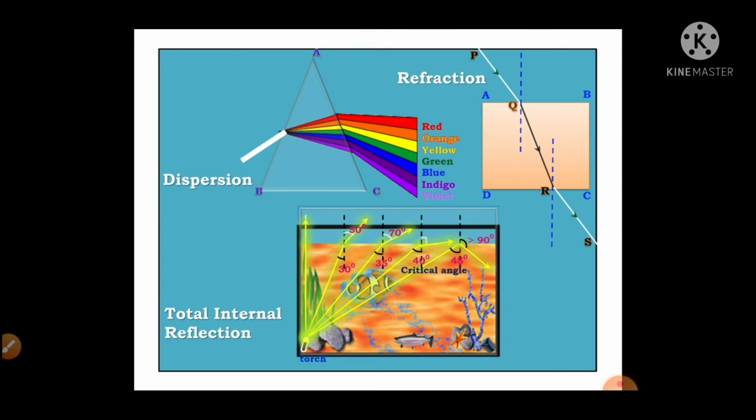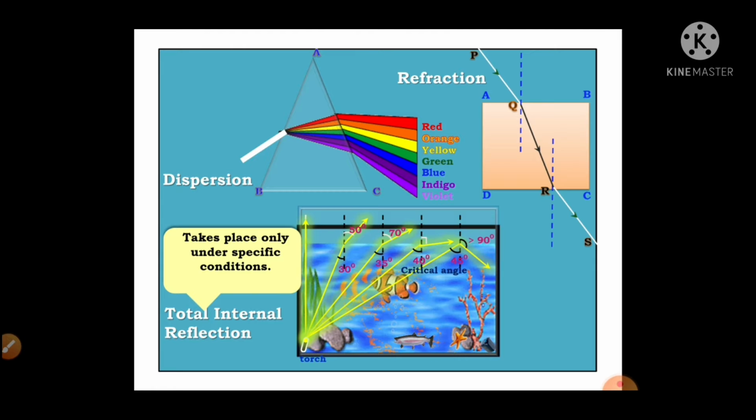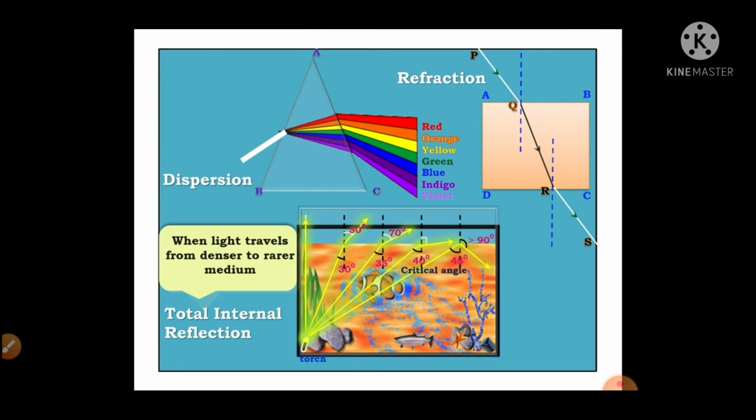And the third concept is total internal reflection, which takes place only under a specific condition, and we know that is when the angle of incidence becomes more than the critical angle. When it crosses the critical angle, that time we say that TIR, that is total internal reflection, has taken place. So till now we have seen these 3 concepts, and I hope it is clear, right.